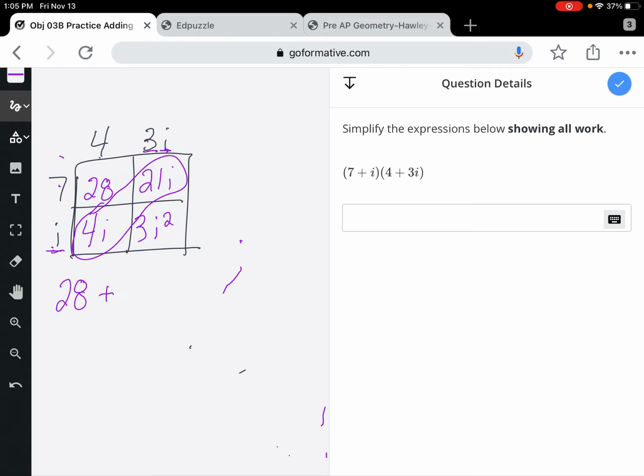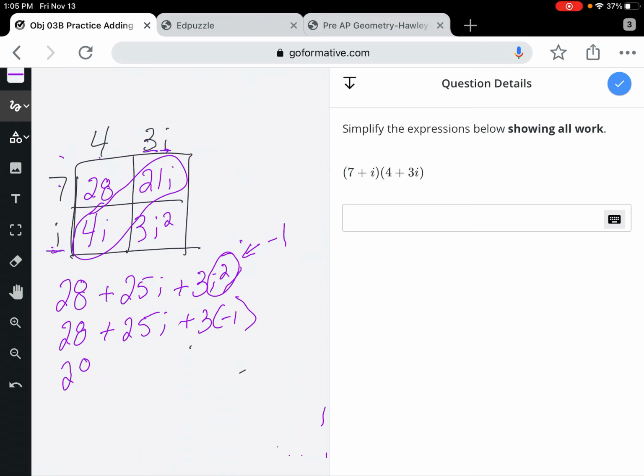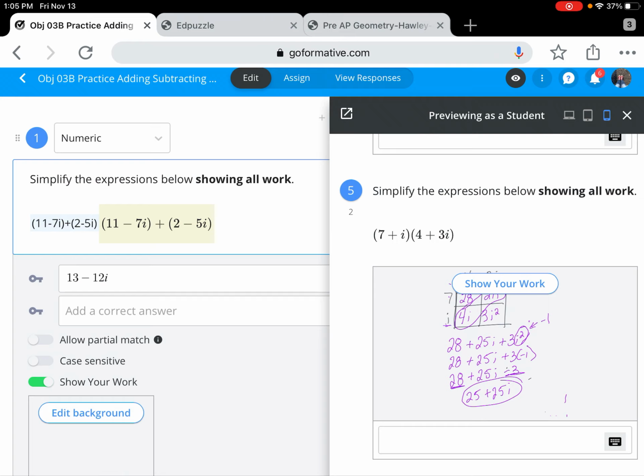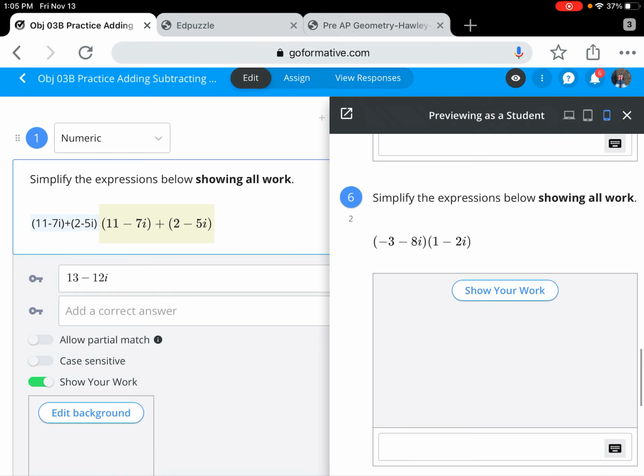So I'm going to do 28 plus 25i plus 3i squared. I remember that i squared becomes negative 1. So this is 28 plus 25i plus 3 times negative 1. 28 plus 25i minus 3. Combine my terms. 25 plus 25i. Remember, your real number needs to go first, then your imaginary.